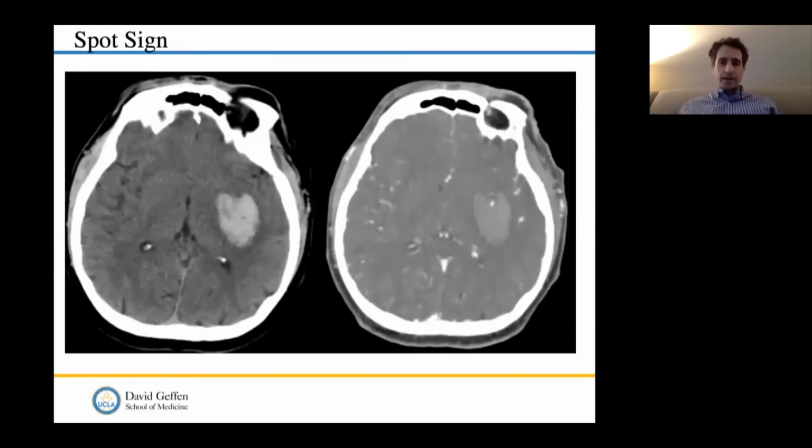Sometimes we're looking at the hemorrhage itself. If we add contrast dye to these scans, this is an intracerebral hemorrhage, and then you see on the right side of the screen a contrast dye in the vessels from a CTA, and we see a little dot. There should be a little animation showing an arrow. We could go forward one.